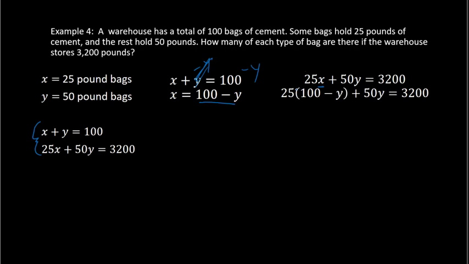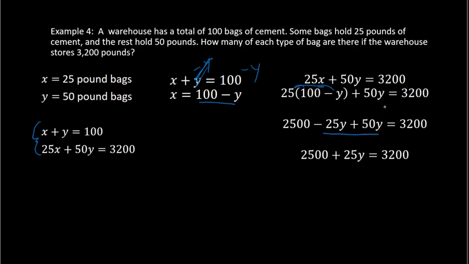To solve from here, I want to distribute 25 times 100 and 25 times negative y. That gives me 2,500 minus 25y. Negative 25y plus 50y gives me a positive 25y. To finish this off, we can subtract 2,500. That will give me 25y on the left, 700 on the right. Divide both sides by 25. We now have y equals 28.